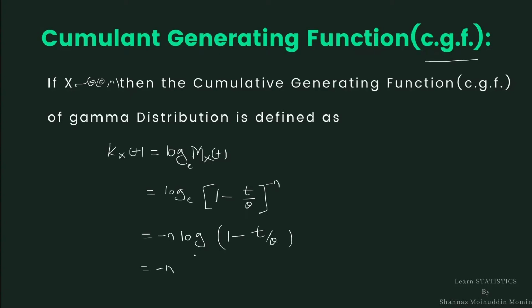Here, to expand log (1 minus t upon theta), we take the help of the formula of log (1 minus x). In exponential distribution, I have explained the formula of log (1 minus x). In this lecture also, I will write the formula of log (1 minus x). It is minus x minus x square by 2 minus x cube by 3 minus dot dot dot up to infinity.